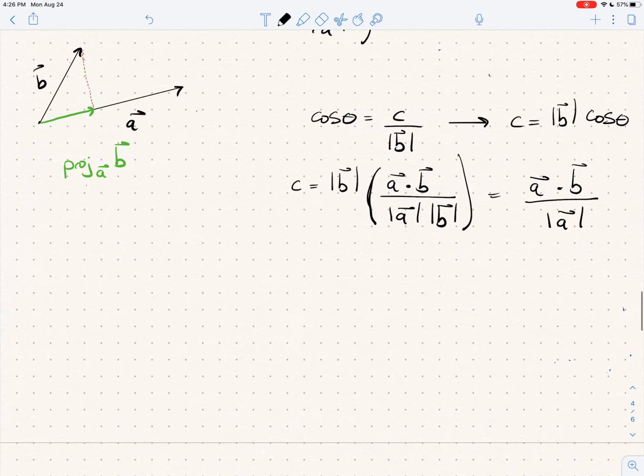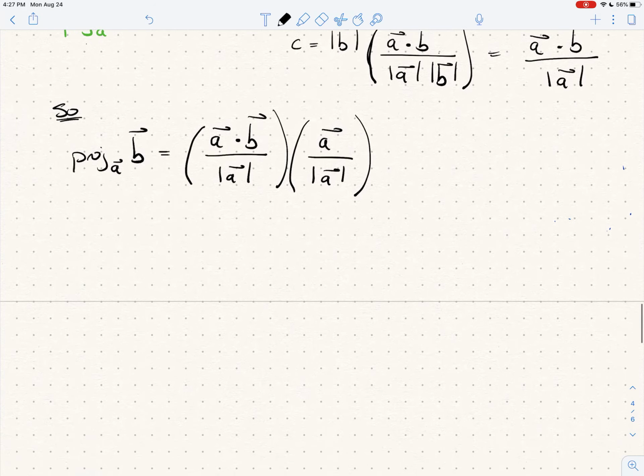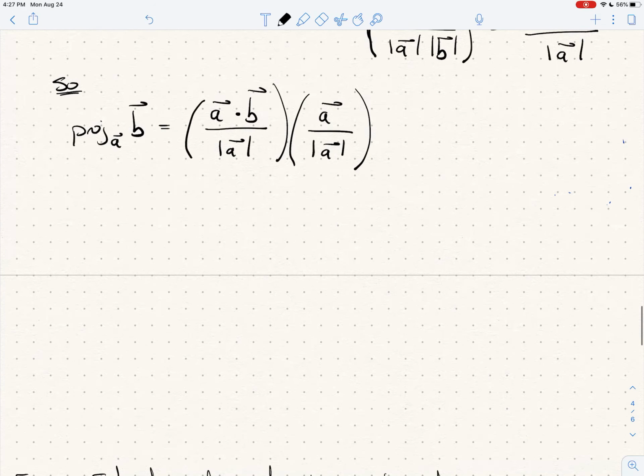And so we can now write down a formula for the vector projection. So here it is. This is the formula that you'll need to know. The vector projection of B onto A is this A dot B over length A times the vector A divided by length A. I can hear some of you groaning, even though this is a video. It is what it is.